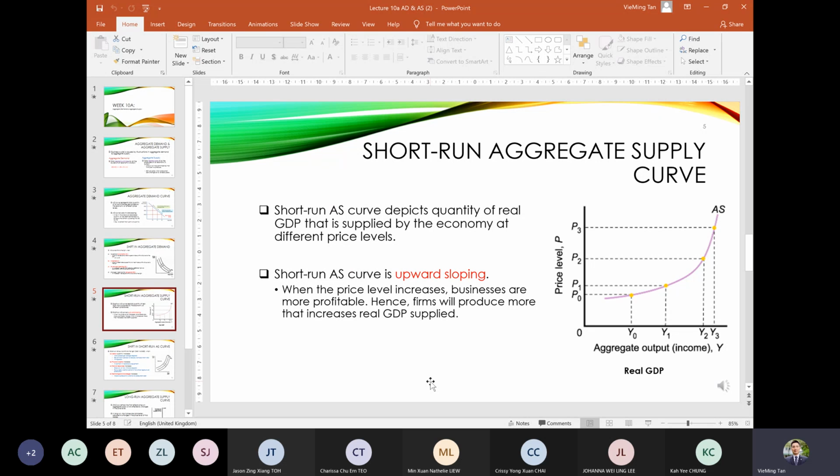Right. So generally, the AS will move along the curve due to the general price level only. Only the general price level of the products or services can move along the AS curve. All right. So now the question is, what are the factors that will shift the AS curve either to the left or to the right, given that the price level is still the same, but the quantity that will be produced by the producer will increase or decrease.